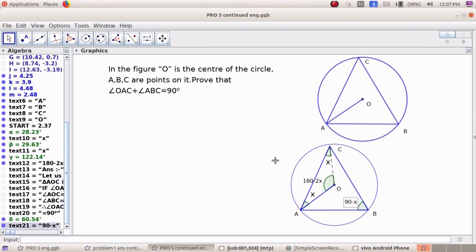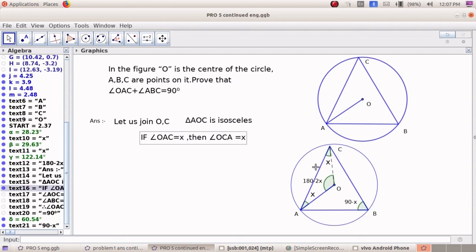See, first we have to join O and C. Then we have considered it as an isosceles triangle. There it is joined. Then we see it is an isosceles triangle. Therefore angle OAC is equal to angle OCA. Both are x, like that, or simply angle OAC equals x.